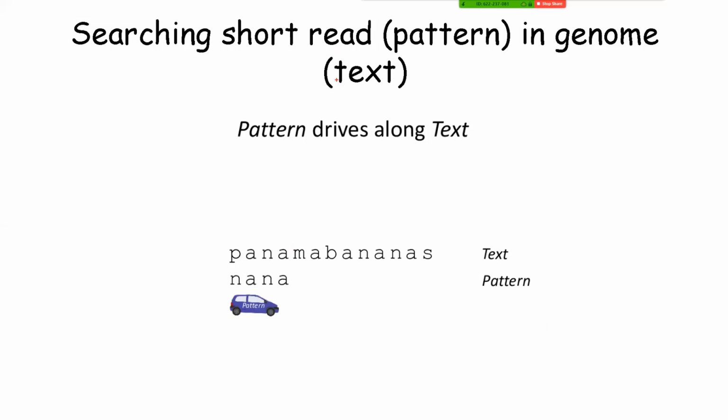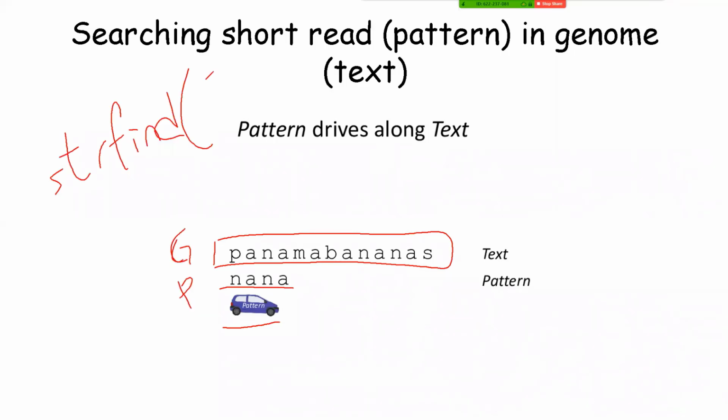And the analogy that I'm going to use is where the pattern is a car, and I'm searching it in the genome. Panama bananas is the genome, and the short read that I have is Nana, and I'm trying to find where it is located. This string search is a common function in most programming languages. In MATLAB, you would use strfind to do this. You would say, go to G, find where P is located.